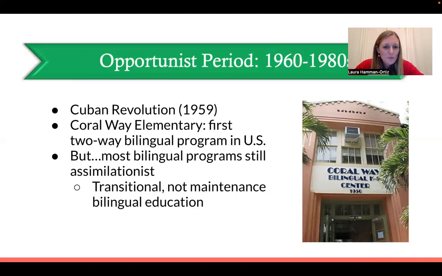But it's important to point out that while this was maybe the first two-way bilingual program, most bilingual programs at this time were still assimilationist. They were still transitional, which you might remember means that the goal was to just have students learn in their home language for a couple of years, 1 to 3 years, and then move them into an English-only classroom. The goal wasn't for them to maintain their home language and develop it academically for the entirety of their schooling.